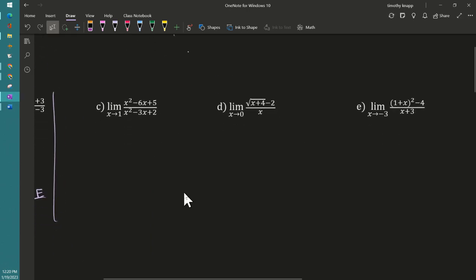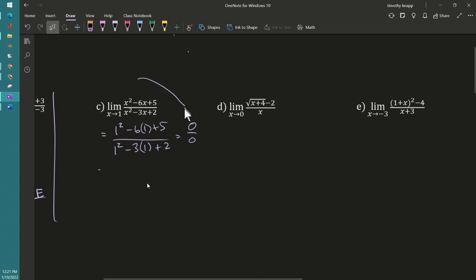Okay? So here, I'm going to take the number, plug it in, and see what happens. So this is equal to 1 squared minus 6 times 1 plus 5, over 1 squared minus 3 times 1 plus 2. And if you look closely, you actually get a 0 on the top because 5 and 1 is a 6, and this negative 6 cancels. 2 and 1 is a 3, and this negative 3 cancels, we get a 0 over 0.